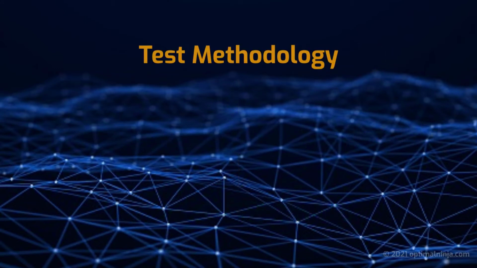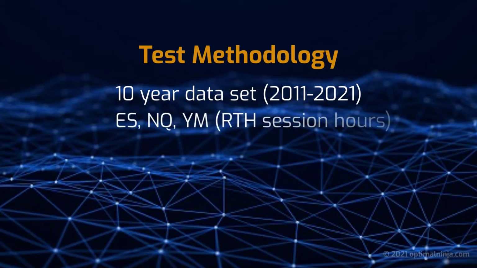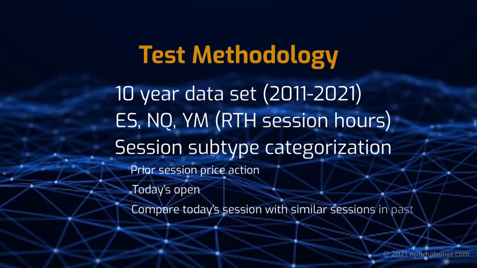Before we get back to the charts, a little about our testing methodology. We used a 10-year data set in order to cover all types of intraday market structure, that is trend days, cycle days, high and low volatility and price shocks. We ran the tests for ES, NQ and YM on the RTH session hours, and finally we categorized each trading session into subtypes based on the prior session price action and today's open. The purpose of this is to compare the characteristics of today's session with similar situations in the past. In other words, given what happened yesterday and what has happened today on the open, can the past give us hints about market movements today?